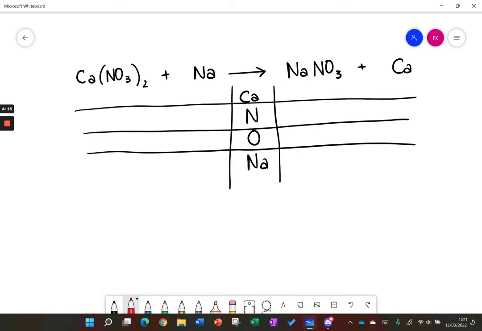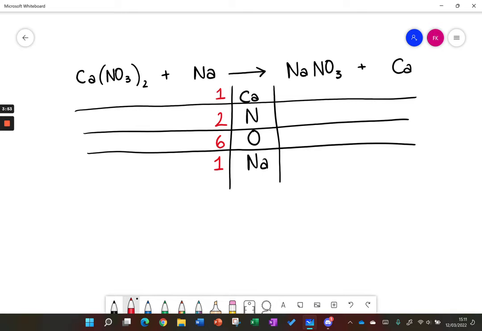The next thing we want to do is work out how many of each element we have on each side. So starting off with the left hand side, we have one calcium and we have one sodium. Those are the easy ones. Now looking at the nitrogen, we have two lots of the nitrate ion, which means we have 2 times 1 nitrogen, so we have 2 nitrogens, and 2 times 3 oxygens, so we have 6 oxygens.